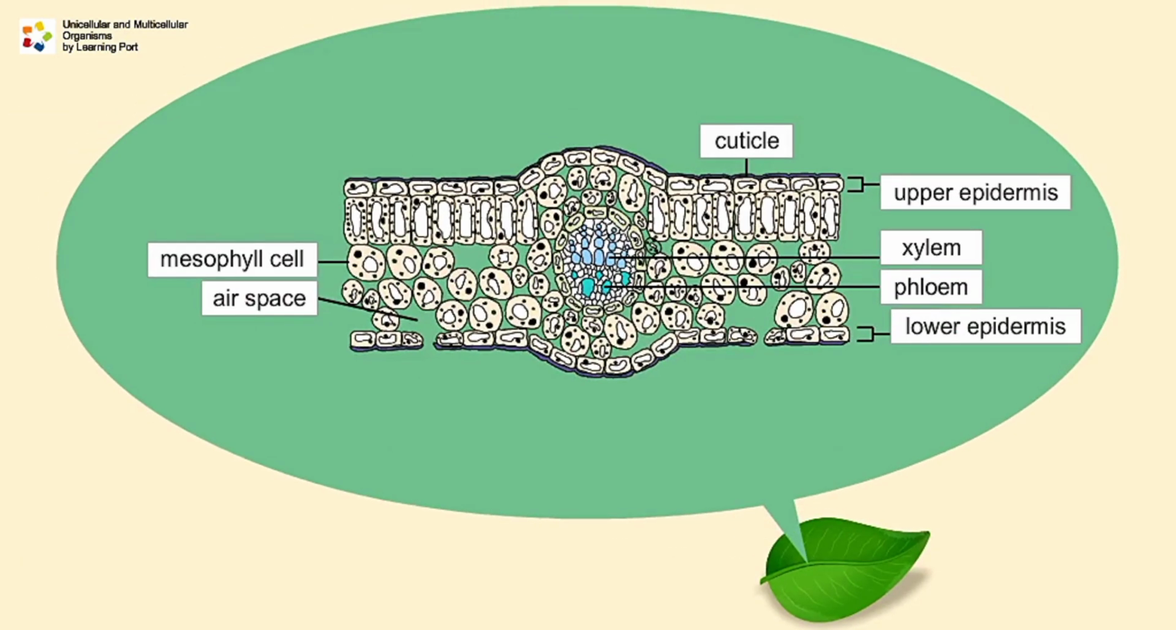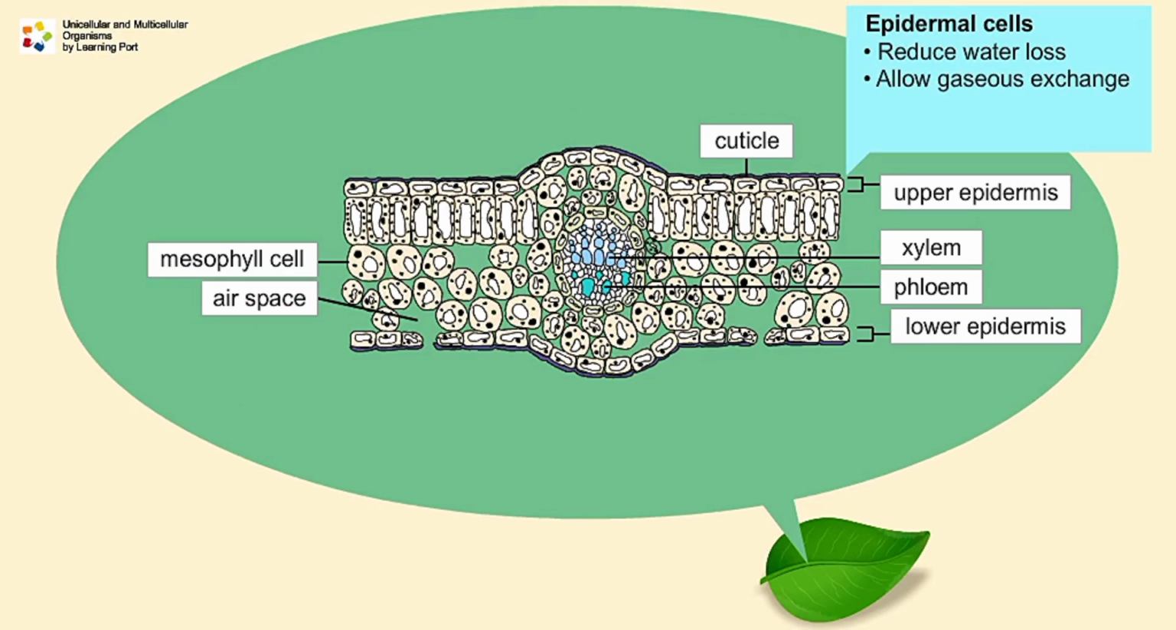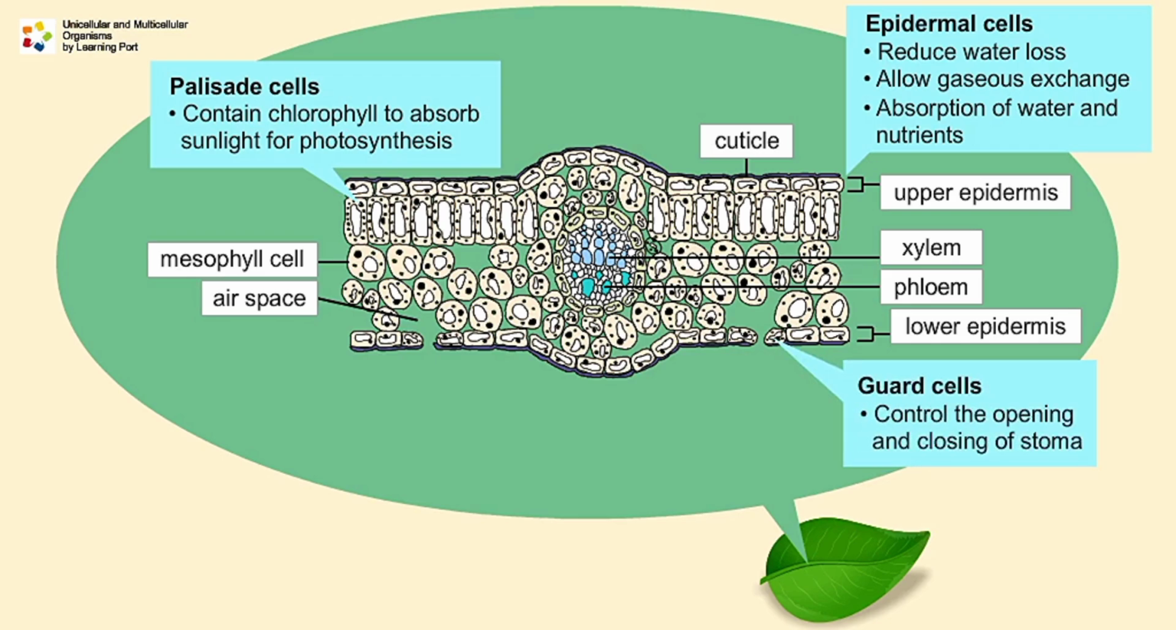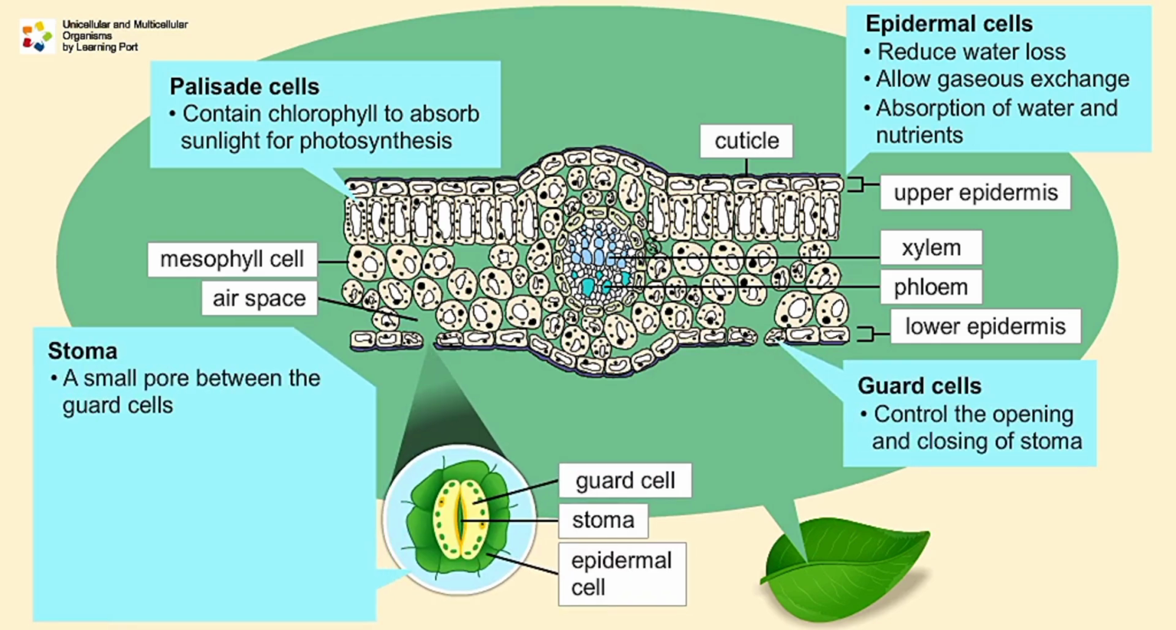Let's learn about the different types of cells as seen in the cross-section of a leaf. The epidermal cells help to reduce water loss and also allow gaseous exchange and absorption of water and nutrients. The palisade cells contain chlorophyll to absorb sunlight for photosynthesis. The guard cells control the opening and closing of the stoma. The stoma is a small pore between the guard cells.